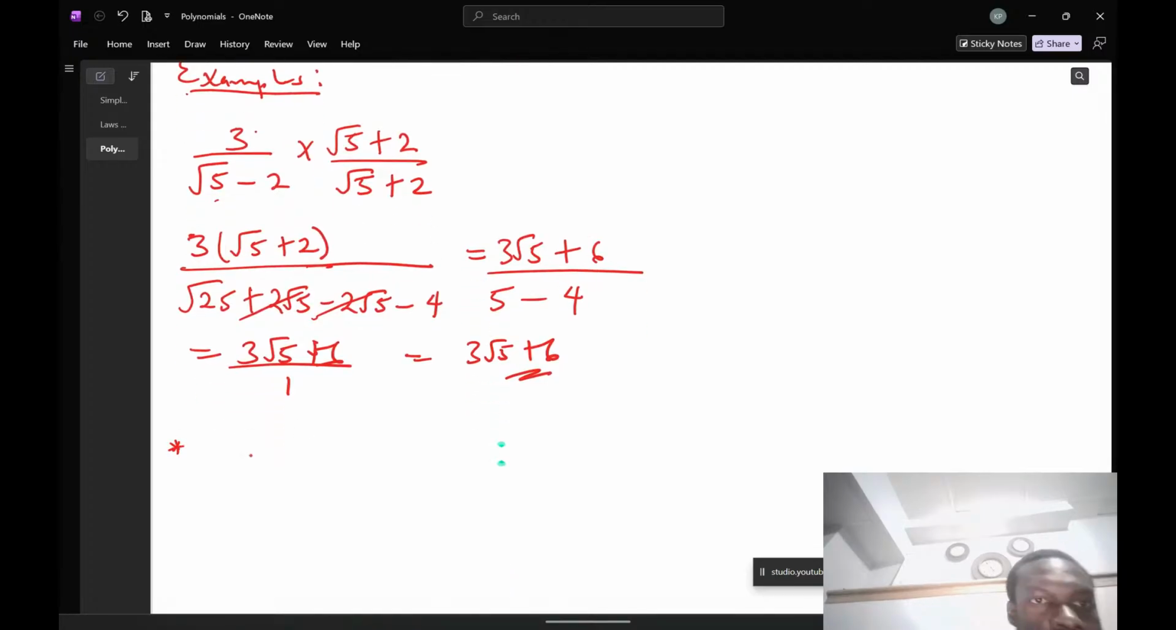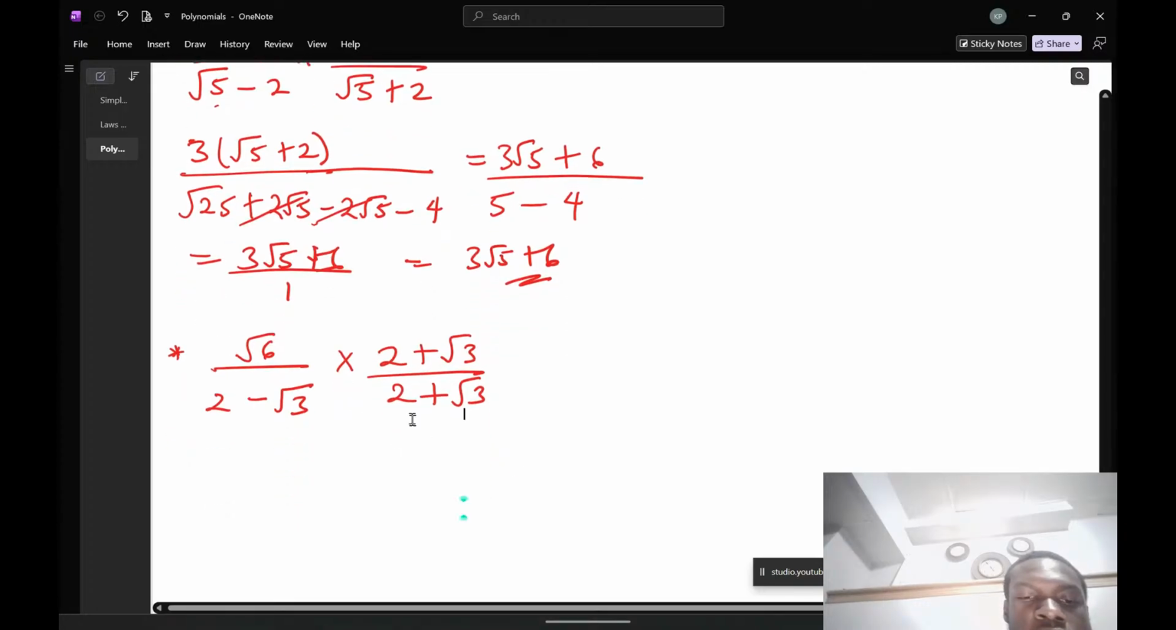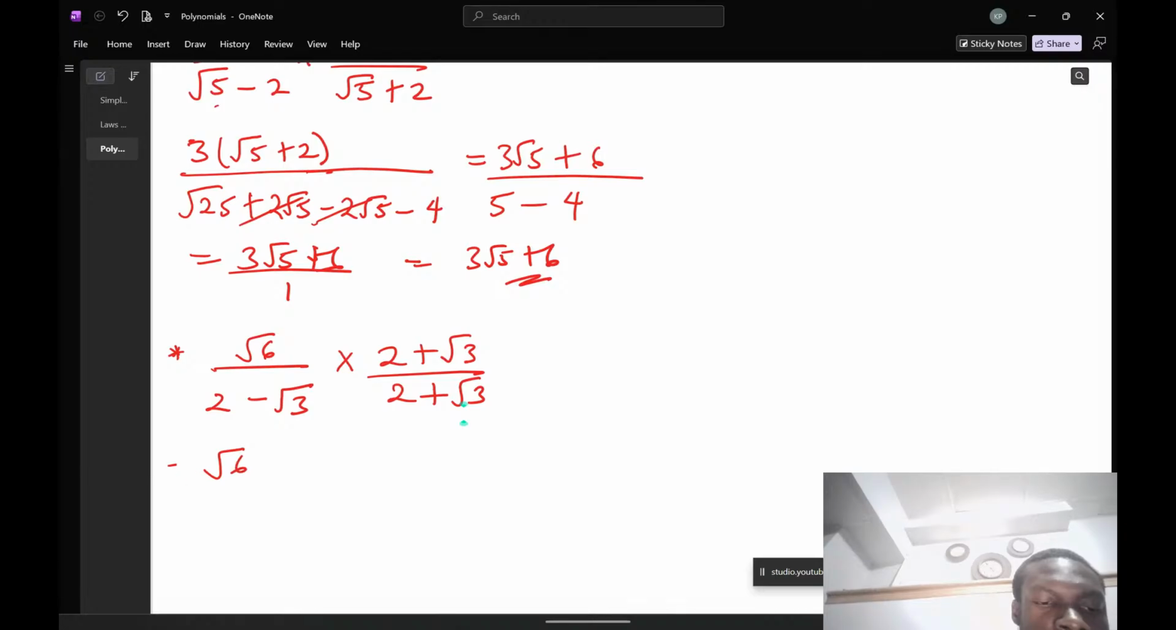So another example we can do is root 6 over 2 minus root, let me use root 3. Okay, so in this case, I'm going to multiply by the conjugate surd of the denominator. So that will be times 2 plus root 3 over 2 plus root 3. Sorry. So that will be equals to root 6 into 2 plus root 3 all over 2 into 2 plus root 3 minus root 3 into 2 plus root 3.